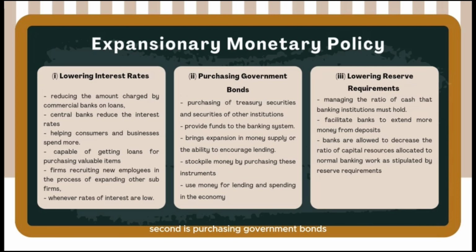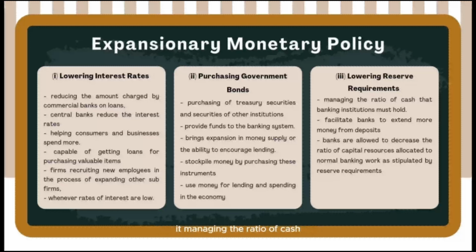Second is purchasing government bonds. The purchase of treasury securities and securities of other institutions will provide funds to the banking system. It brings expansion in the money supply and the ability to encourage lending. This means banks can stockpile money by purchasing these instruments and use money for lending and spending in the economy. Third is lowering reserve requirements.